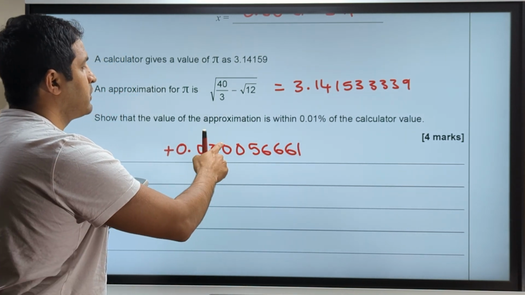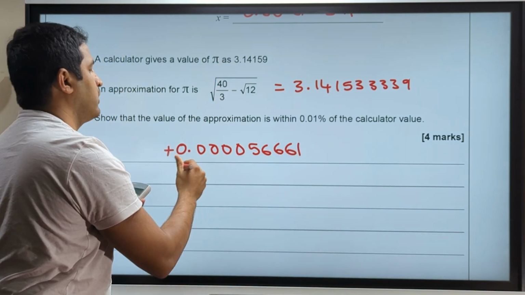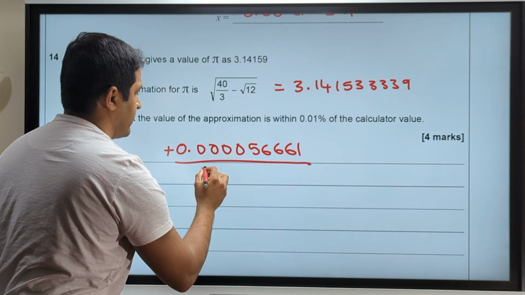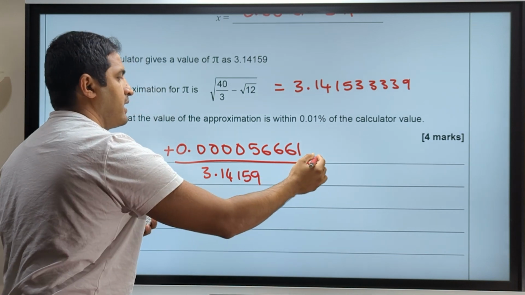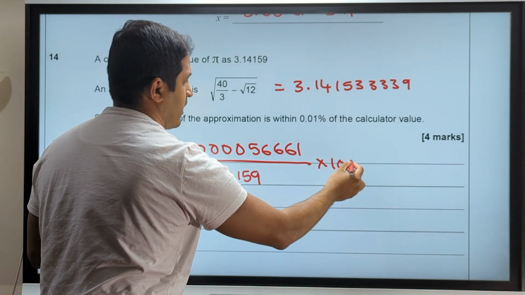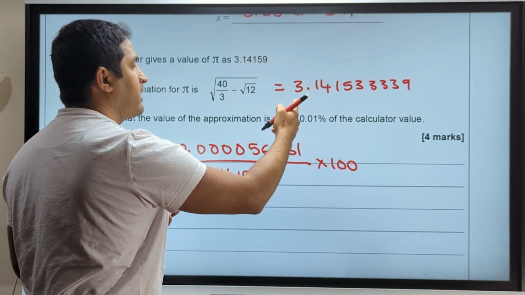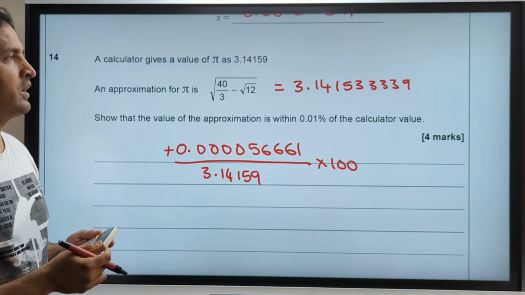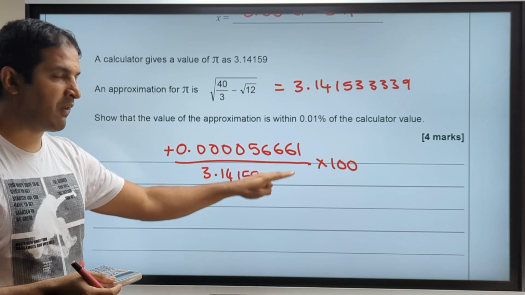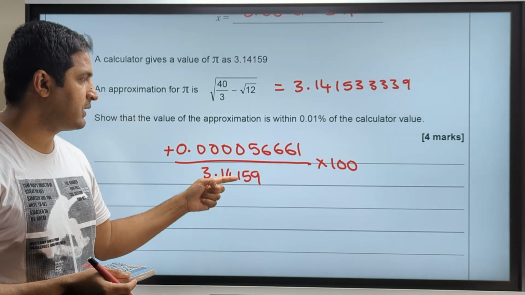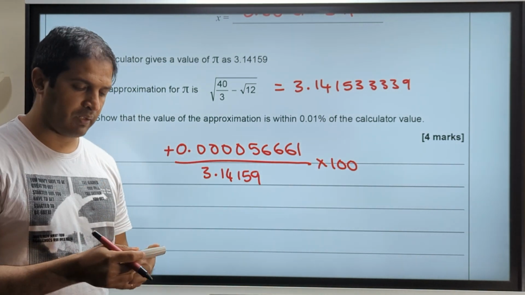Now we need to use the difference and the original. So divide it by 3.14159 and then multiply by 100. And if we get anything within that 0.01% of the calculator value, then you know that's the percentage error. To find the percentage error, take the change, divide by the original, then multiply by 100.